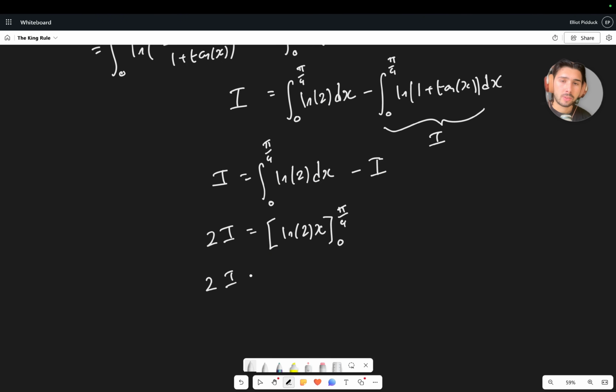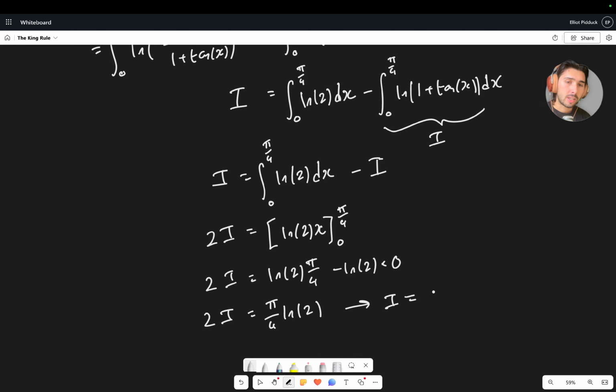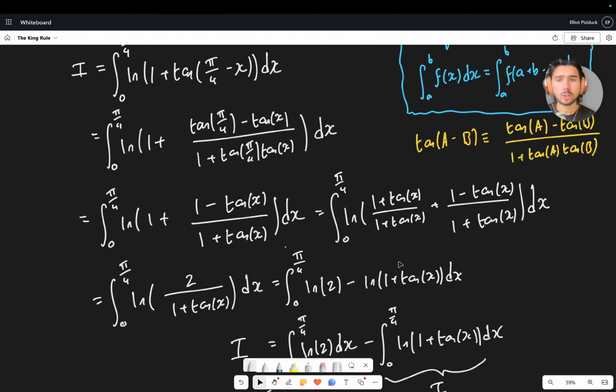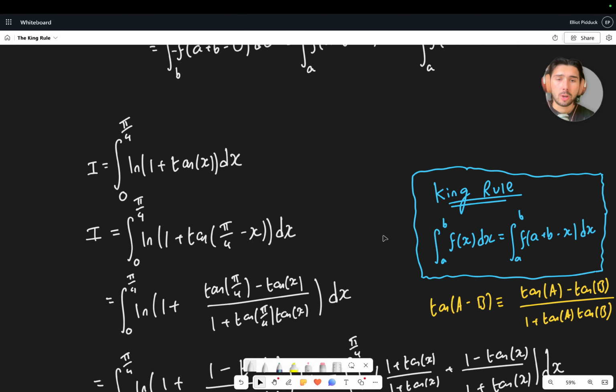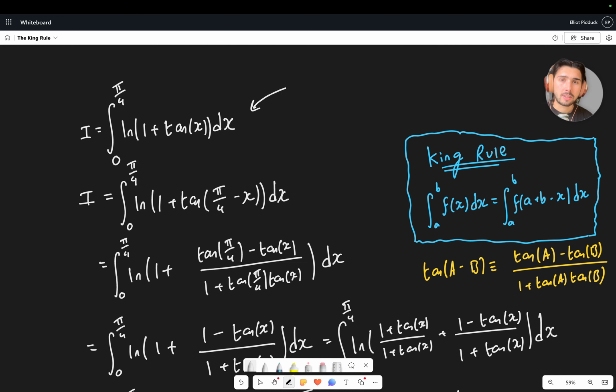And so we have 2I is equal to the natural log of 2 times pi over 4 minus the natural log of 2 times 0. So obviously 2I is equal to the natural log of 2 times pi over 4 minus absolutely nothing. So I'm going to write that as pi over 4 ln 2. So that means that I is equal to pi over 8 times the natural log of 2. So what we've found is that this integral, the one that we started with, ends up having the value of pi over 8 times ln 2, which I think is a really satisfying answer.